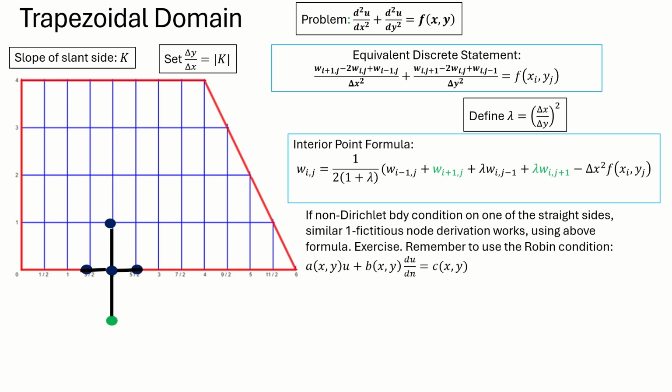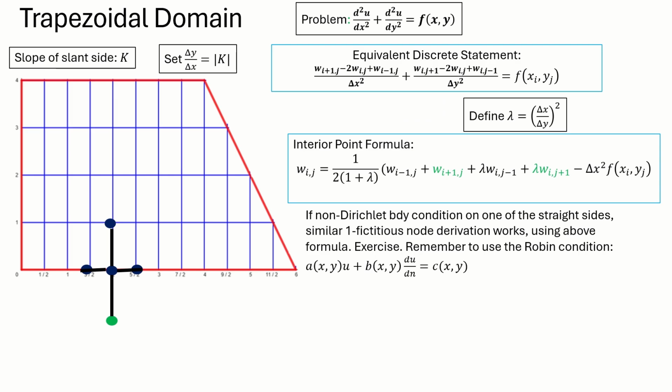However, there is again a problem if we have non-Dirichlet boundary conditions. In that case, if the non-Dirichlet boundary condition is on a non-slant side, then we can use the same approach from earlier in the video, where we have a single fictitious node and substitute the centered finite difference approximation for the normal derivative into the Robin condition. As an exercise, try to derive the boundary point formula for this case.